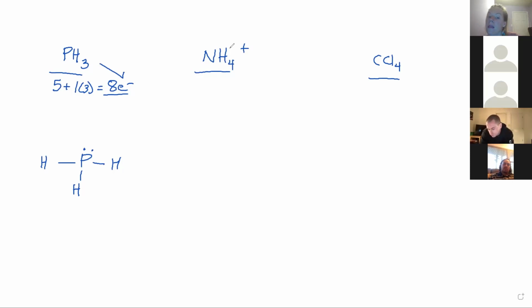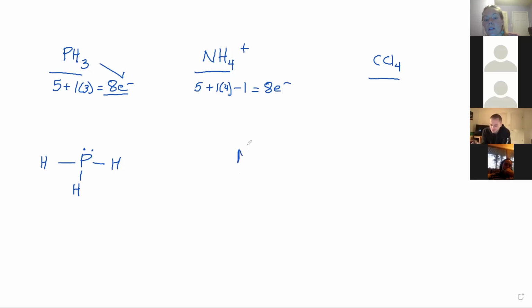NH4 plus, this is a polyatomic ion. Nitrogen brings 5 electrons. Hydrogen brings 1 electron, and there are 4 of them. There's a plus. The plus really means minus. We want to subtract 1 electron, right? So this has 8 electrons. If you did 10 electrons, it's going to get you into trouble. You're going to have a hard time figuring out where they go. So we have 8 electrons.